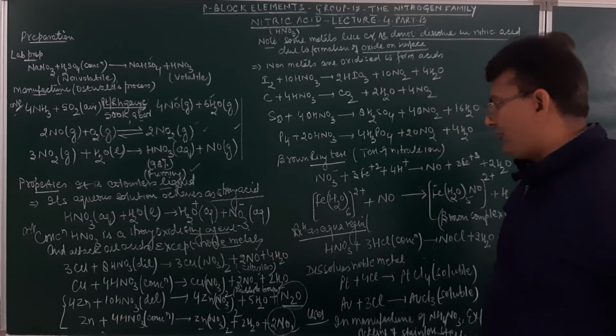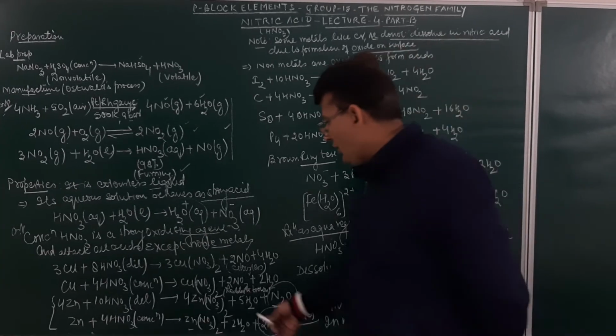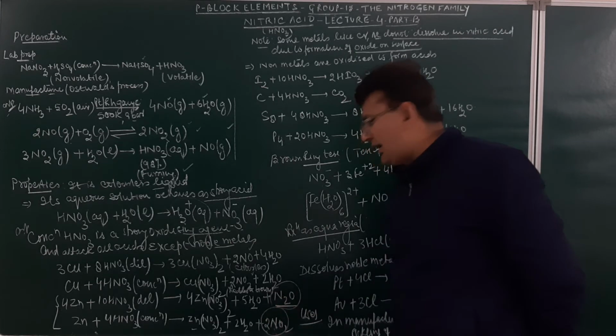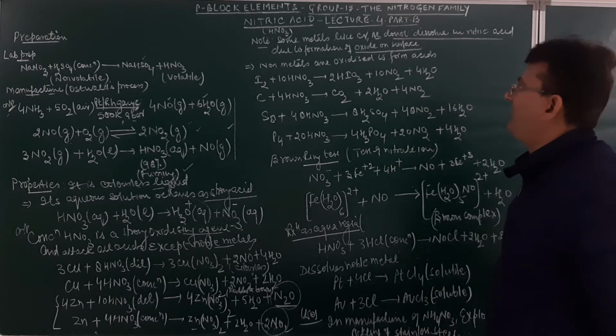It oxidizes metals to their metallic salts. With dilute nitric acid, nitric oxide gas is given out. With concentrated nitric acid, nitrogen dioxide gas is given out.